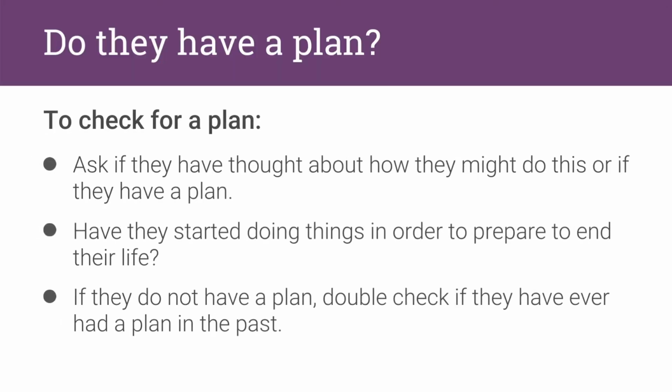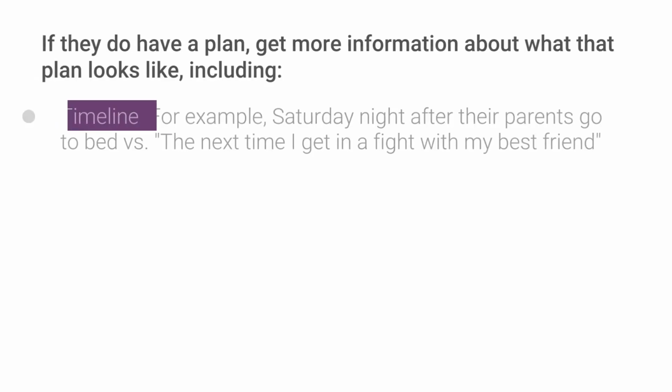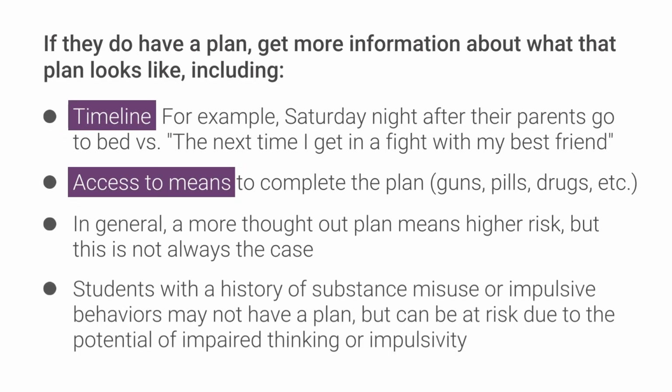Next, to check for a plan, ask them if they have thought about how they might do this or if they have a plan. For example, asking if they have ever done anything or started doing things in order to prepare to end their life. If they do not have a plan, double check if they have ever had a plan in the past. If they do have a plan, you want to get more information about what that plan looks like.